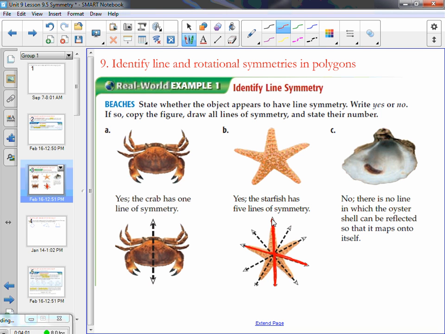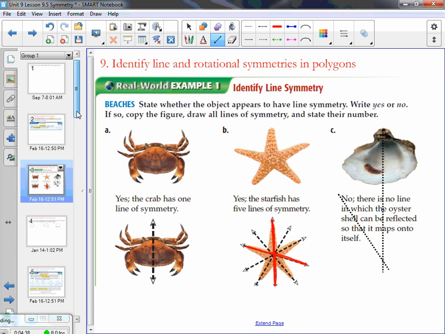So crabs have line symmetry. They're symmetrical. Starfish are symmetrical. What about an oyster? No, it doesn't look like it. We can try to draw some lines in here if we want, but the two halves don't look identical by any stretch, do they? Maybe if I did one like that. I'm getting closer there, but still no. Not quite. So the two halves of the oyster shell never get reflected to map onto each other. Once again, any questions?